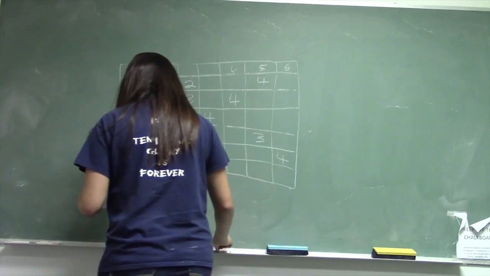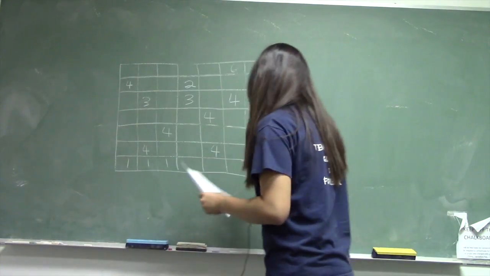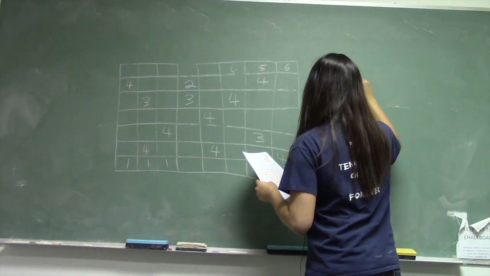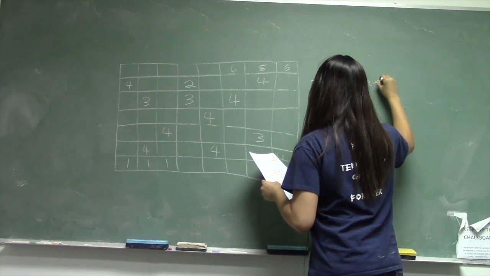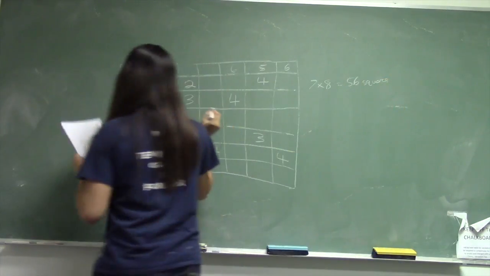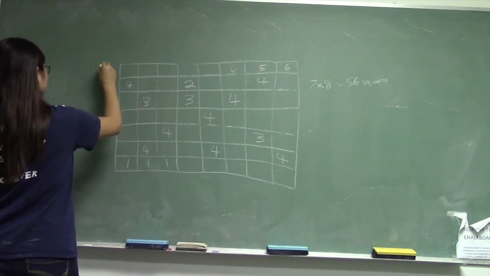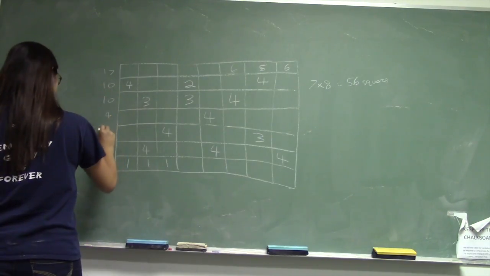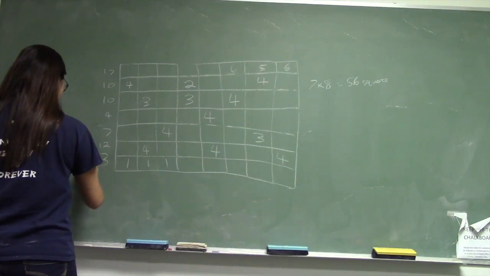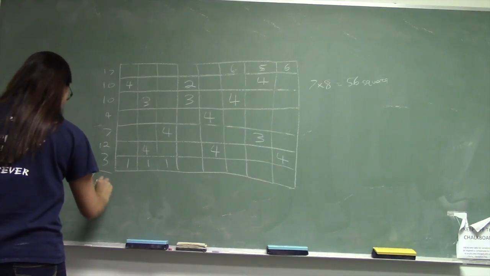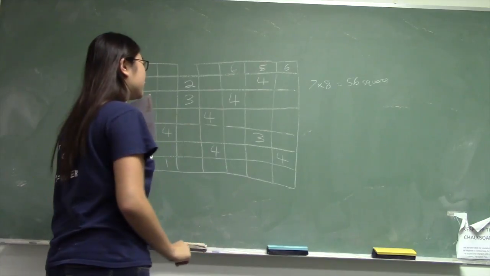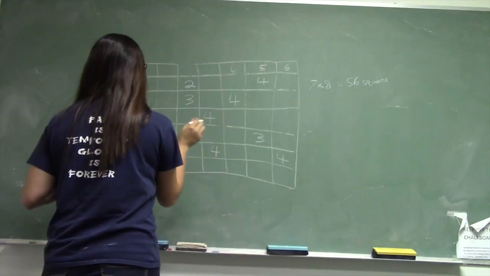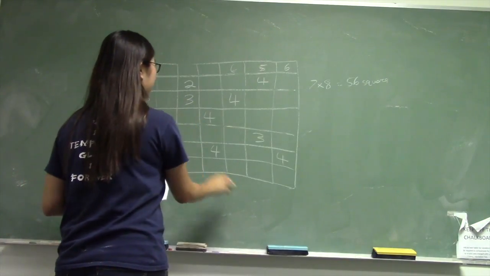So, let's see. This is a 7 by 8 grid. So that's 56 unit squares. And the sum of all these numbers is 63. So we need to divide this grid into pieces so that there's the same number of squares and the same sum of numbers within each piece.